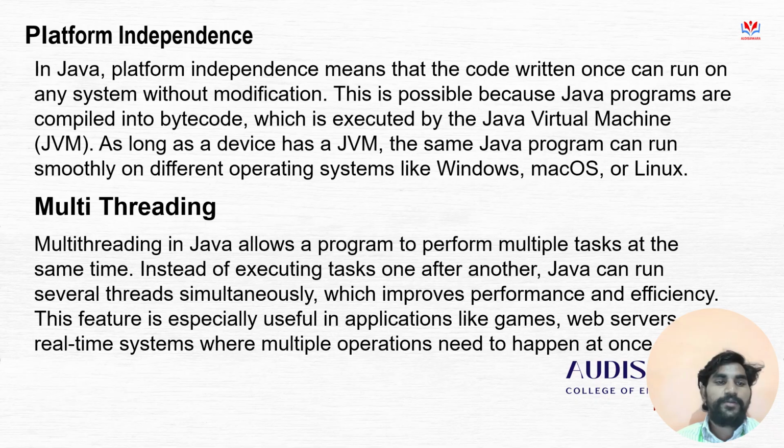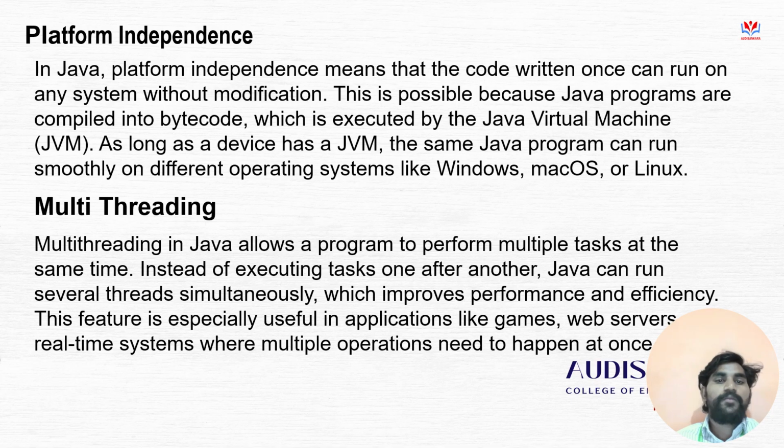Let us see platform independence and multi-threading, and the differences between them. Java is platform independent. Independence means the code is written only once and can run on any system without modification. This is possible because Java programs are compiled into bytecode, which is executed by the Java Virtual Machine. As long as the device has a JVM, the Java program can run smoothly on different operating systems like Windows, Mac OS and Linux. In these three, we can use Java.